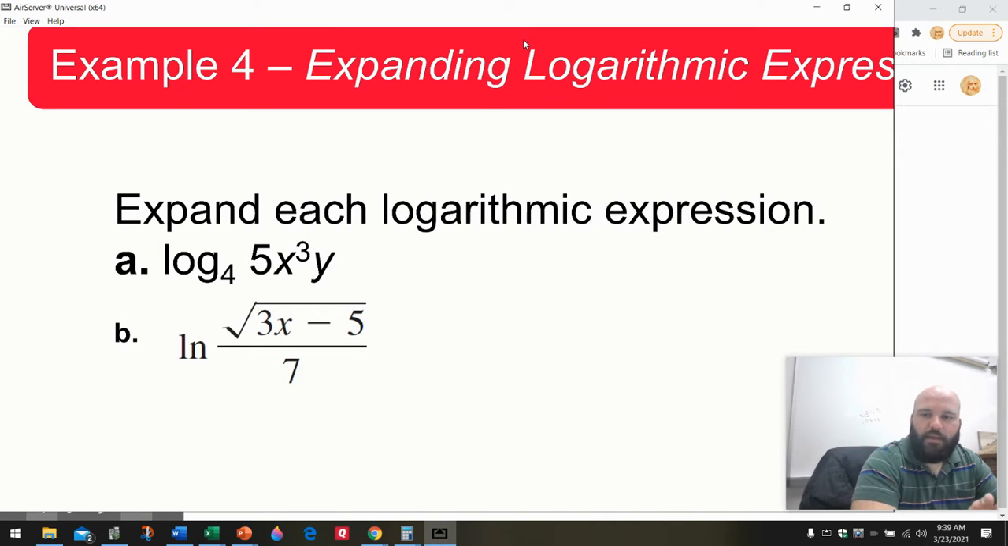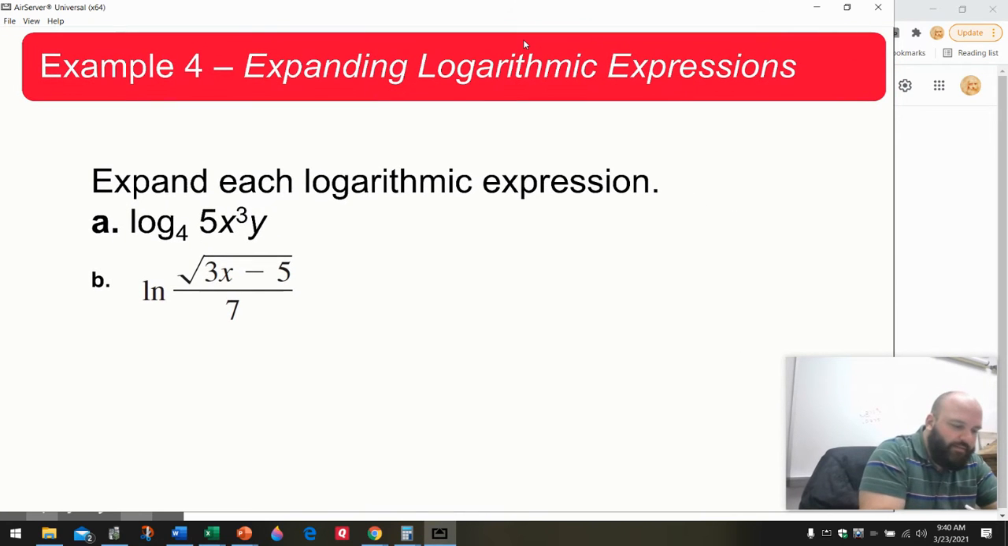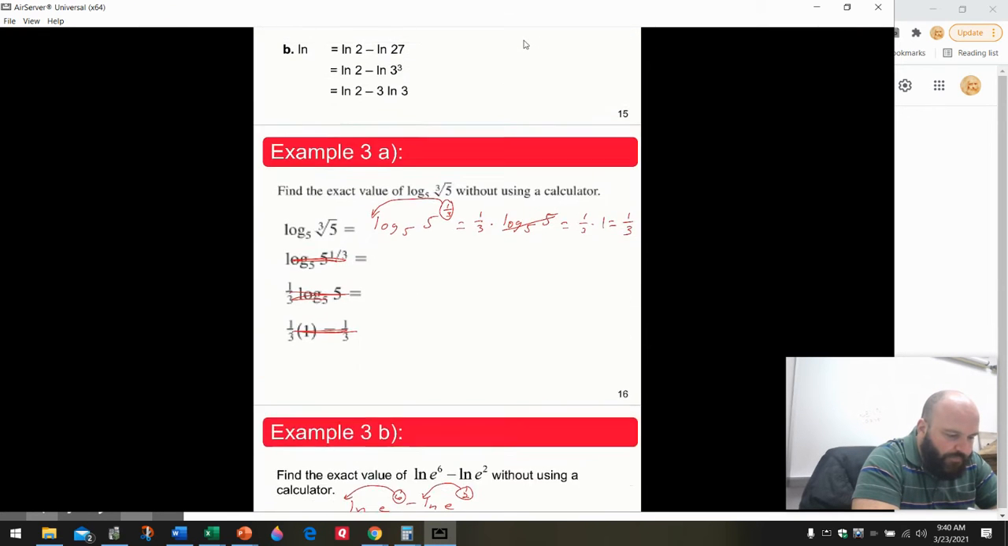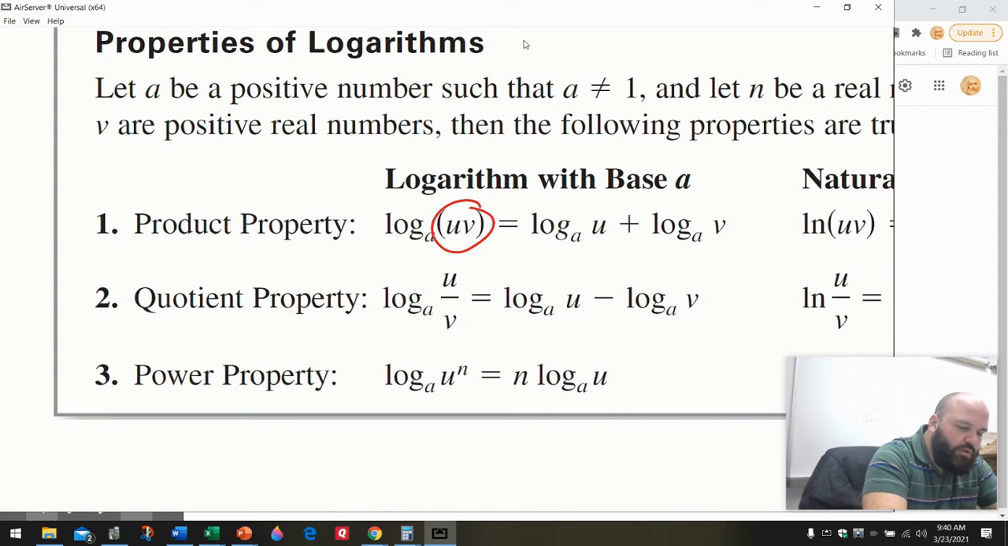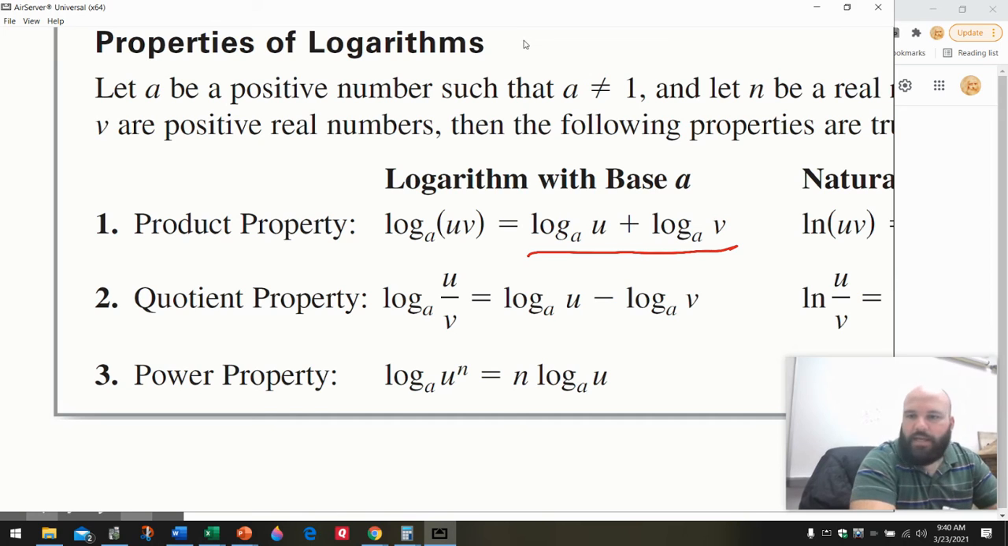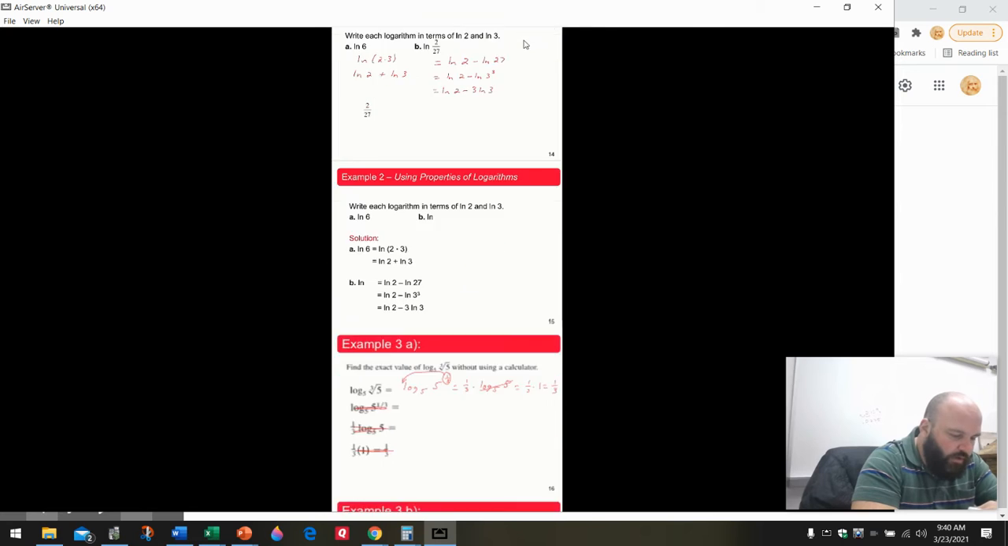And the exercise here is just to simply expand these logarithmic expressions out utilizing those rules that I just showed you. So the first one is log base 4 of the product 5x to the third y. So when I do this, because this is a product, the product property, if I scroll back up to here, tells us that when you are logging a product right here, you can expand that and log each part of the product separately.